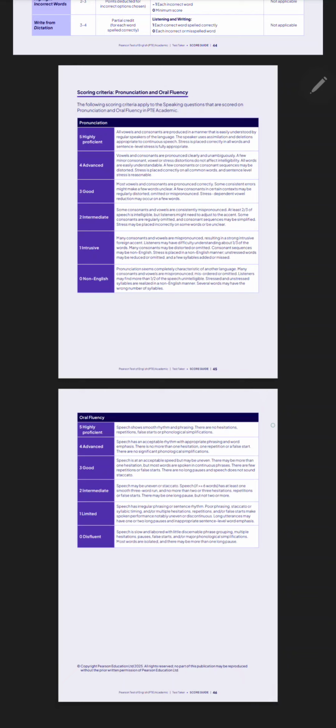Fluency. Speech shows smooth rhythm and phrasing. There are no hesitations, repetitions, false starts, or phonological simplifications. What is that? Advanced. Speech has an acceptable rhythm with appropriate phrasing and word emphasis. There is no more than one hesitation, one repetition, or a false start. There are no significant phonological simplifications.